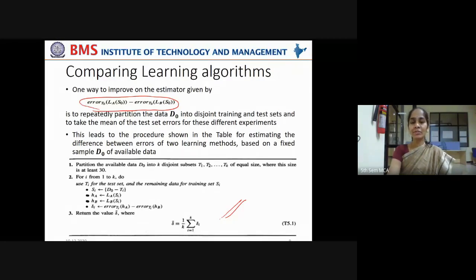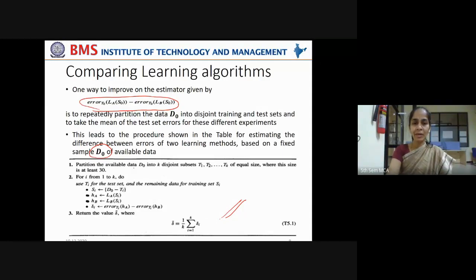This leads to the procedure shown in the table for estimating the difference between errors of two learning methods based on a fixed sample D naught of available data. Now see the procedure, then we'll come back again.